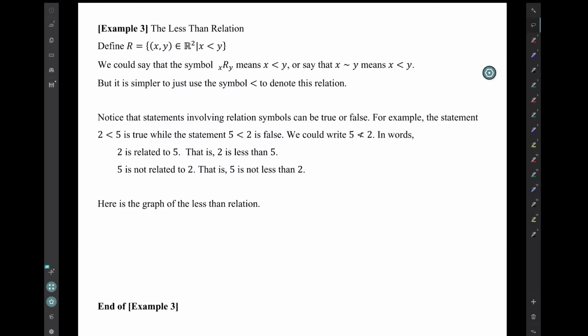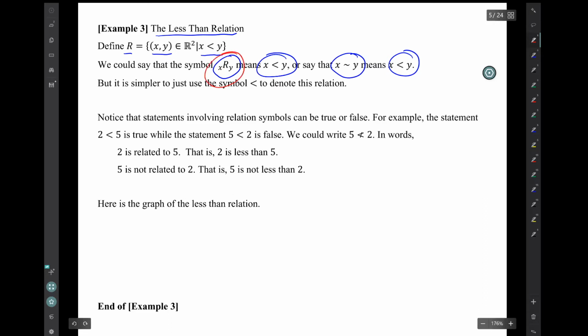Our first example of a relation is the less than relation. So set capital R is defined to be the set of all ordered pairs x comma y such that x is less than y. We could say that this symbol, spoken x is related to y, means x is less than y. Or we could say that this symbol, x tilde y, which is again spoken x is related to y, simply means x is less than y. Now the thing is, these symbols are not really that helpful. If we have such a nice symbol like this, let's just use that symbol to denote the relation.